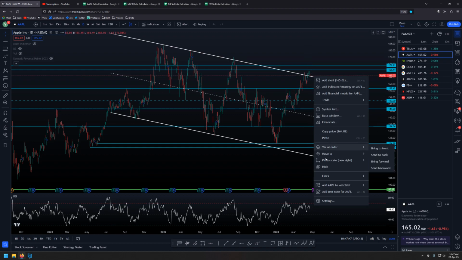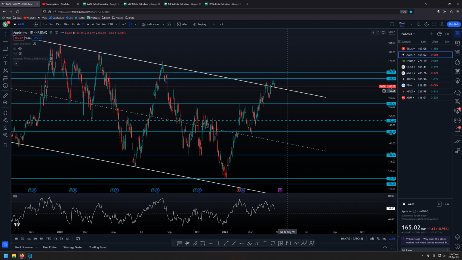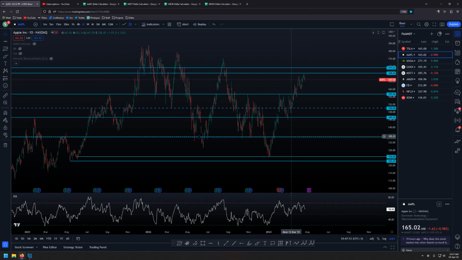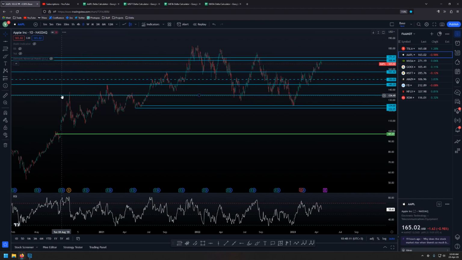And let's hide it for now. Oh, it didn't want me to hide that. So let's hide the channel. And then we look at the horizontal level. So first, the bottom was this area here. And then we have this range until 145-ish. And then from that point upwards to where we are now. And this one, previous top.